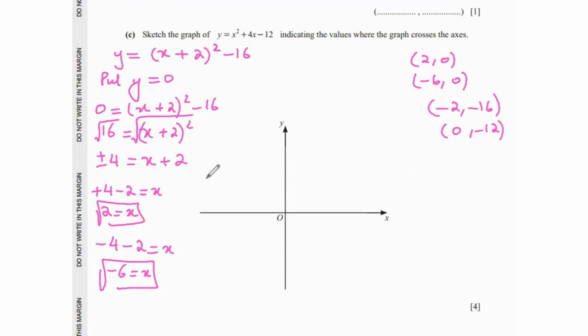So let's plot all of this. Negative 6, 2. Let's put negative 12 over here, negative 16 over here, negative 2 over here. So if I join this, this is your quadratic curve. X-intercept, y-intercept, turning point. That's your answer.